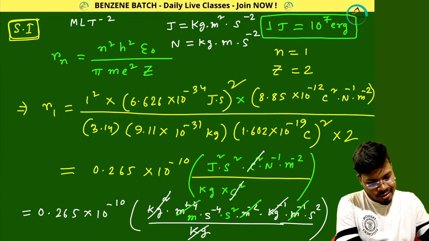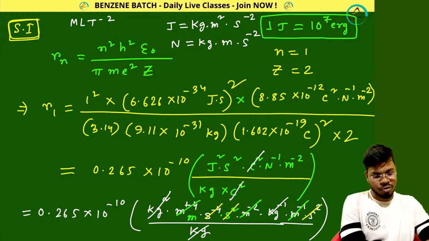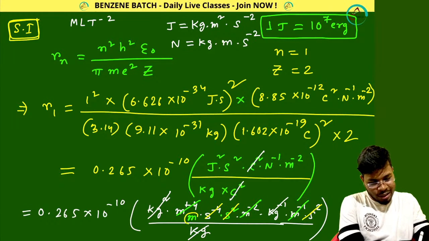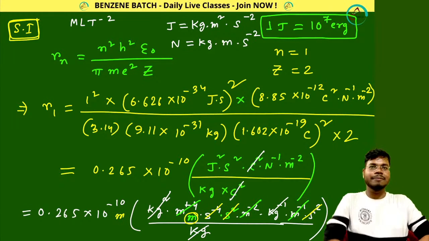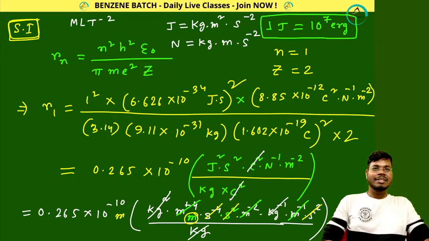Now cut this second square, second to the power minus 4. What am I getting? I am getting only this meter. That means here meter. Yes, good, Shivras. Perfect.